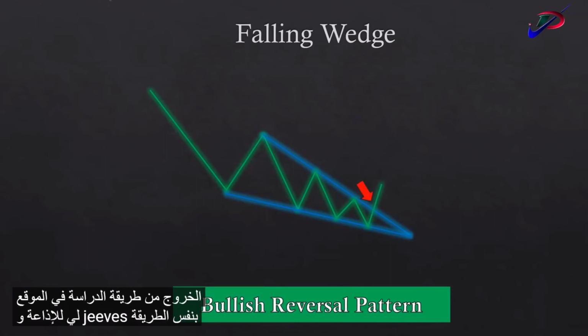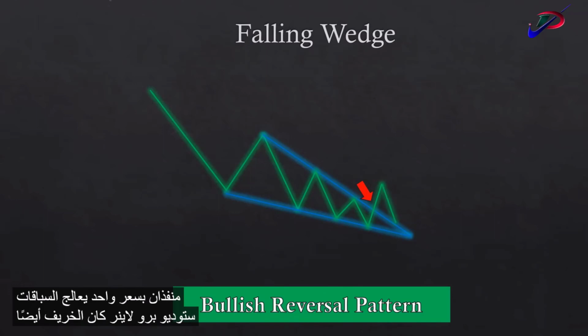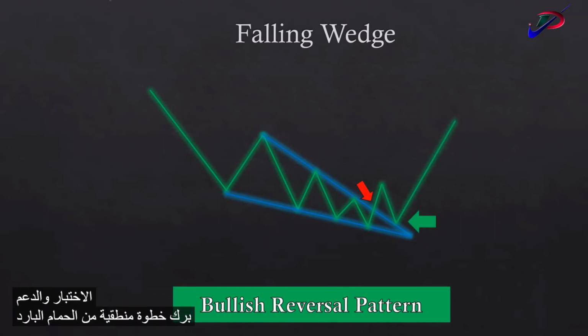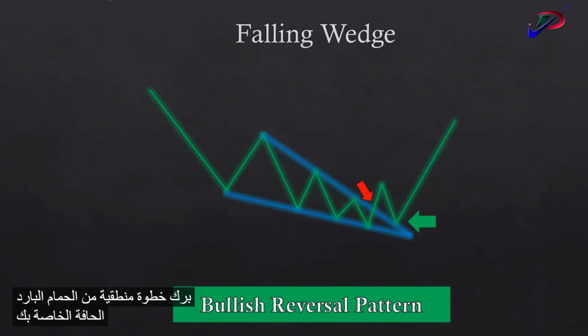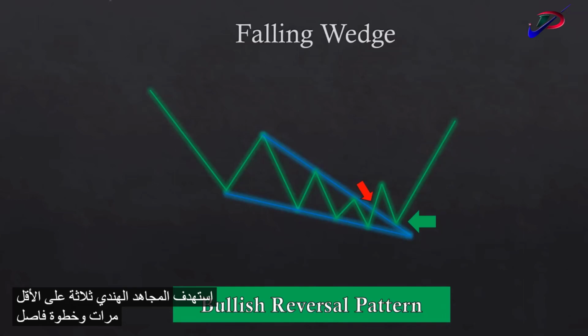Using the same logic as before, the ideal entry happens when the price retraces back to the upper line of the falling wedge to test it as support. The logical stop loss is below the lowest low in the wedge, and you should strive for a target that is at least 3 times as big as your stop.